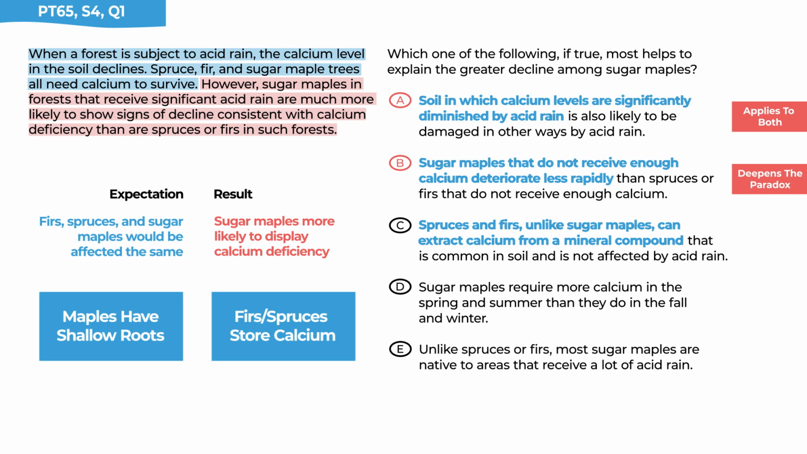So even when the calcium in the soil has been depleted from the acid rain, these spruces and firs are able to access calcium from a mineral compound that protects them. So this actually looks pretty good. This can give us a difference between the spruces and firs relative to the maples.